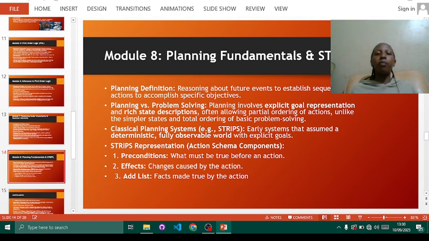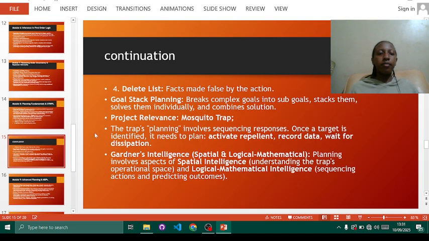Module 8, planning fundamentals and scripts. Planning definition: reasoning about future events to establish sequences of actions to accomplish objectives. There is planning versus problem solving, classical planning systems, e.g. STRIPS representation, action schema components. Many were in those slides.